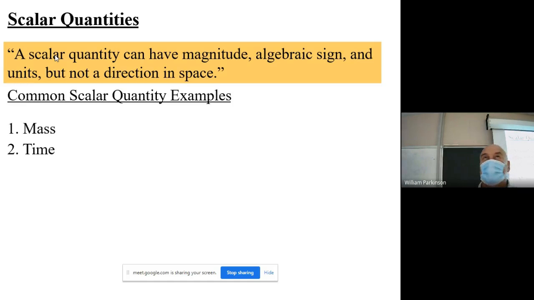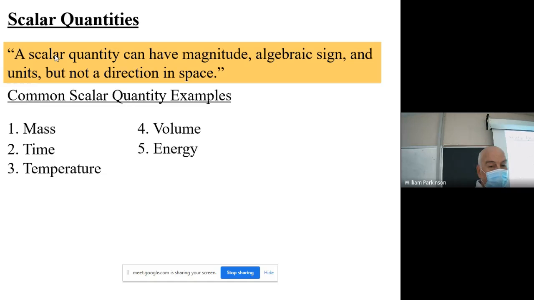Time does not have a direction associated with it. Now, if we could go forward or backwards in time, I guess we might have to do something like that. But as far as we understand, time is a scalar. What else do we have listed here? Temperature. Temperature is a value that doesn't really have direction associated with it. Volume, energy, and voltage. All these things are just numbers.